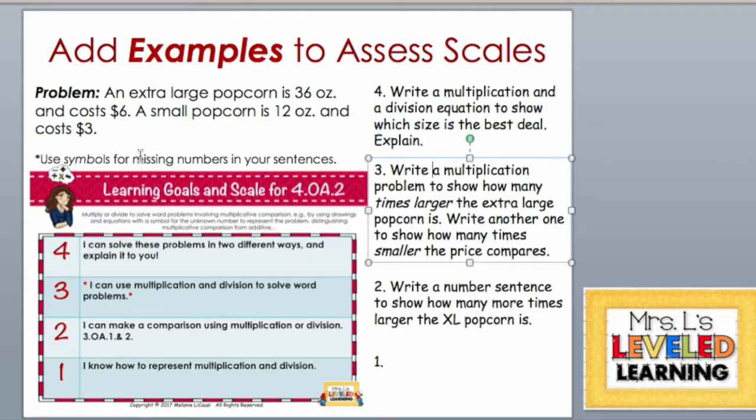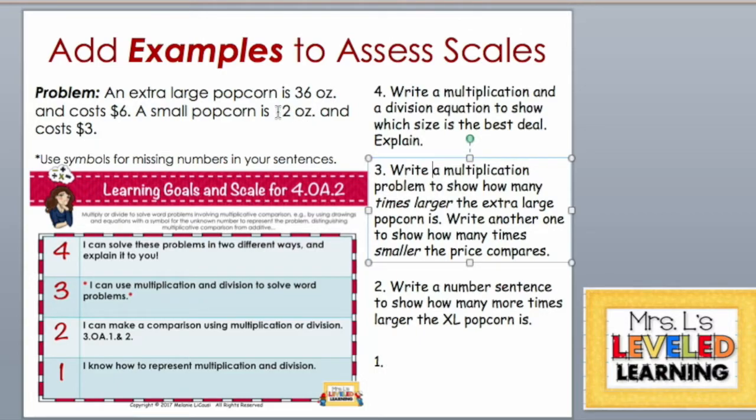I have a little note here to use symbols for missing numbers in number sentences because that is also an expectation for 3rd and 4th graders to represent missing numbers with symbols. It's just a little reminder for them that at any level, 4, 3, 2, or 1, I'm going to want them practicing that skill. So for level 3, using multiplication to solve word problems, here's the word problem. I started with this: write a multiplication problem to show how many times larger the extra large popcorn is. Notice it's 36 ounces, which is 3 times larger than 12.